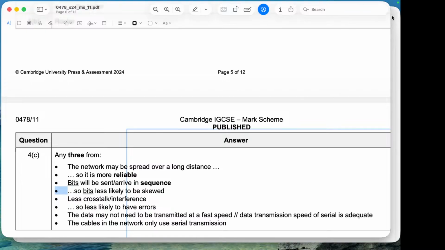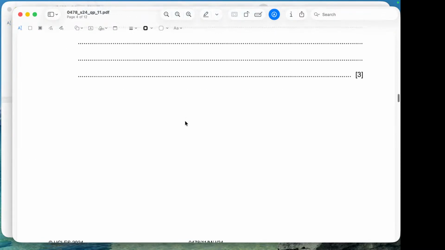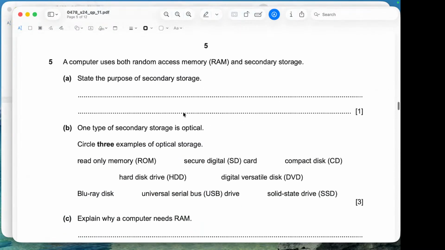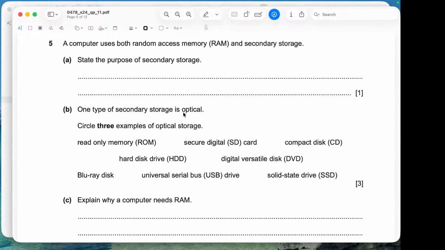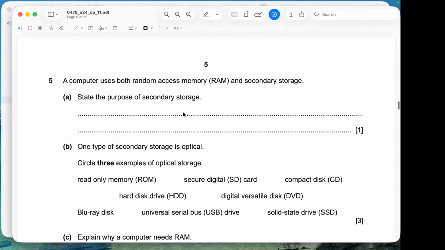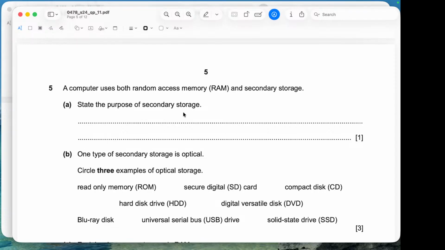This sort of question comes up again and again, though. They really do hammer home with this question. Okay, let's look at the next one. A computer uses both random access memory and secondary storage. State the purpose of secondary storage. And then you might as well do B as well. So if you do B, circle 3 examples of optical storage. So do A and B.